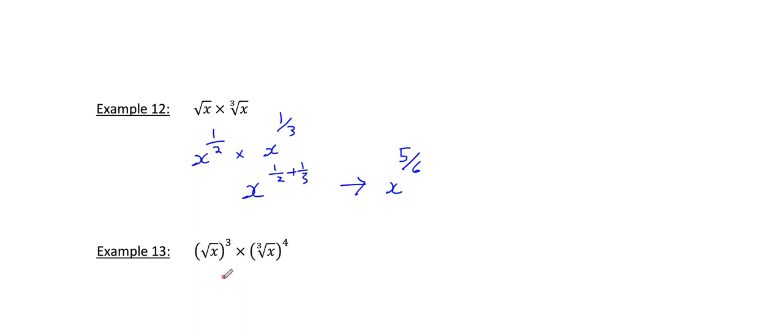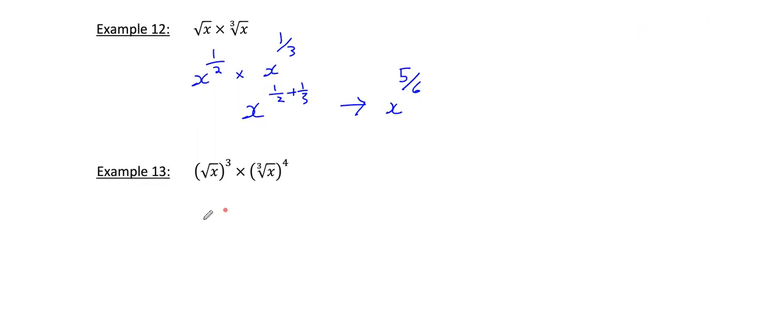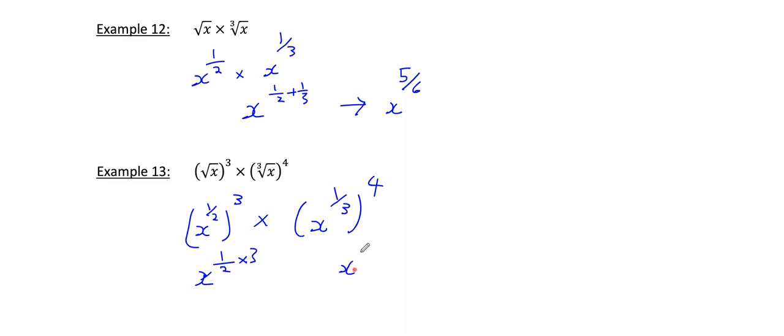And extending this example to a more complicated case, first convert these into fractions. So this is the same as x to the 1/2 cubed multiplied by x to the 1/3 to the power of 4. And we remember from the previous video that x to the power of 1/2 cubed, if you have brackets around the x, you just multiply the powers together. So in this case, it is x to the power of 1/2 times 3 multiplied by x to the power of 1/3 times 4. So 1/2 times 3 would be 3/2 multiplied by x to the 4/3.